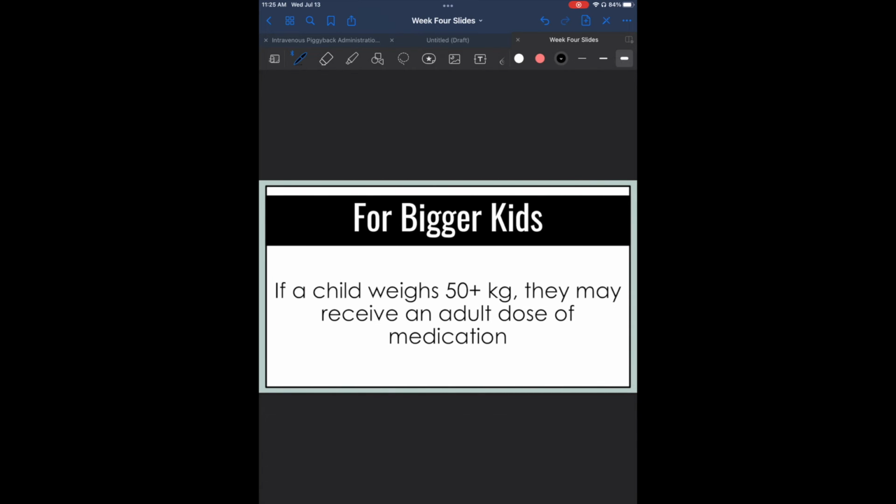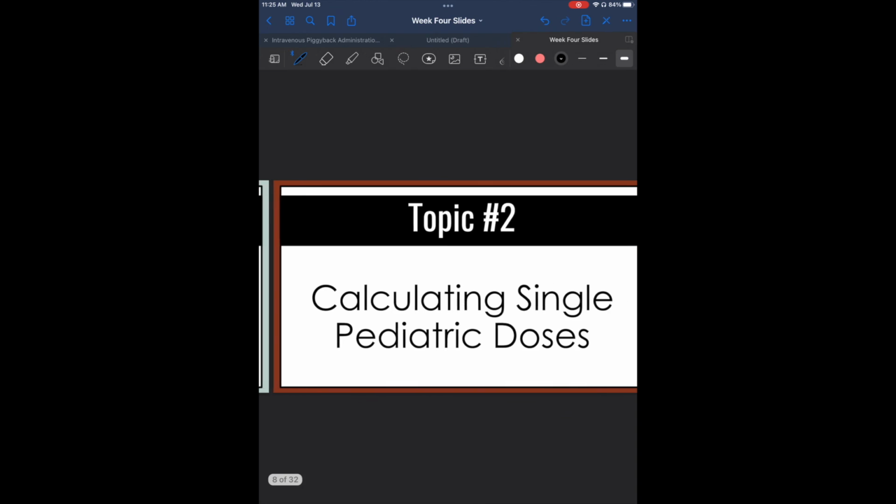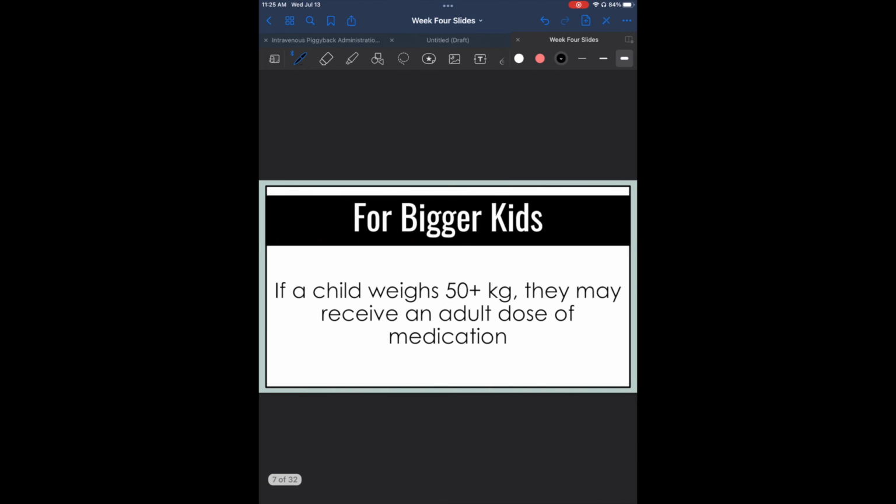So again, a lot of times if your kids are weighing 50 plus kilograms, then they're going to be getting that adult dose of a medication. And that covers everything for the pediatric basics. Just make sure you look over this. There will be pediatric knowledge-based questions on the exam.